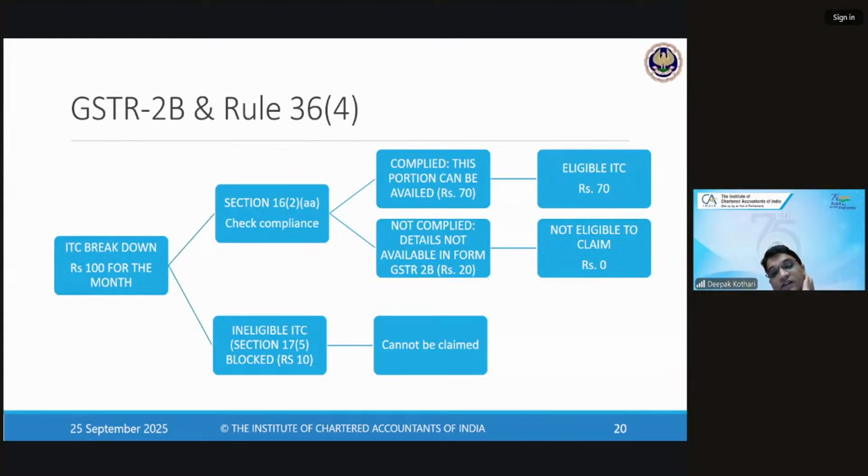So if ITC is furnished by the supplier and ITC is not available, but the recipient claims it, then he has to reverse, yes. Any credit which you are claiming, which you are not supposed to claim, you have to reverse.